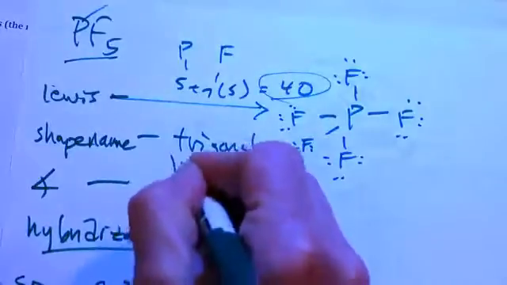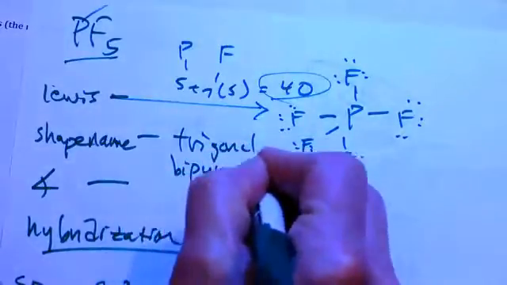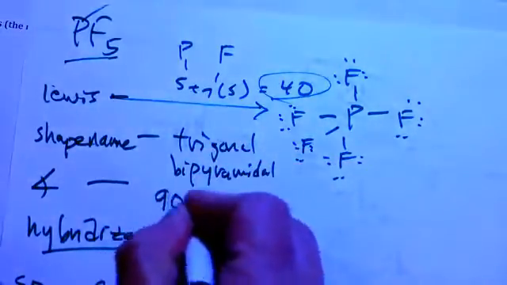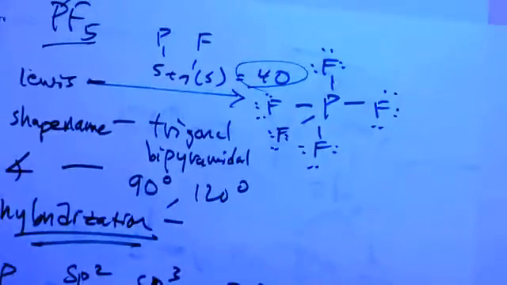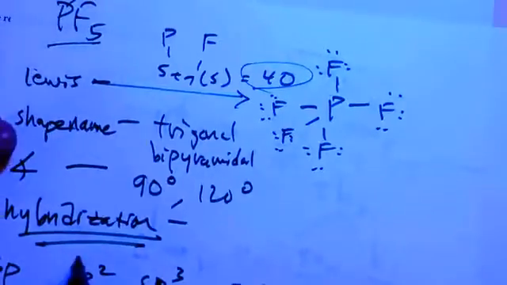Trigonal bipyramidal, and the angles are 90 degrees and 120 degrees. Hybridization here now. Here's the easy way to find the hybridization.